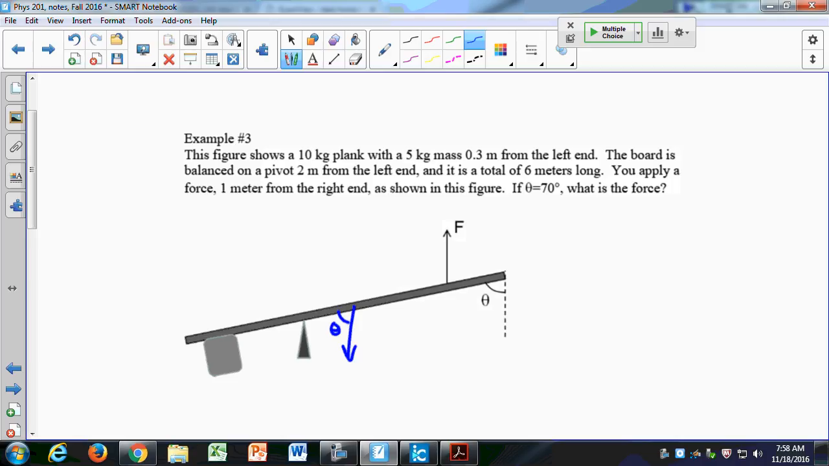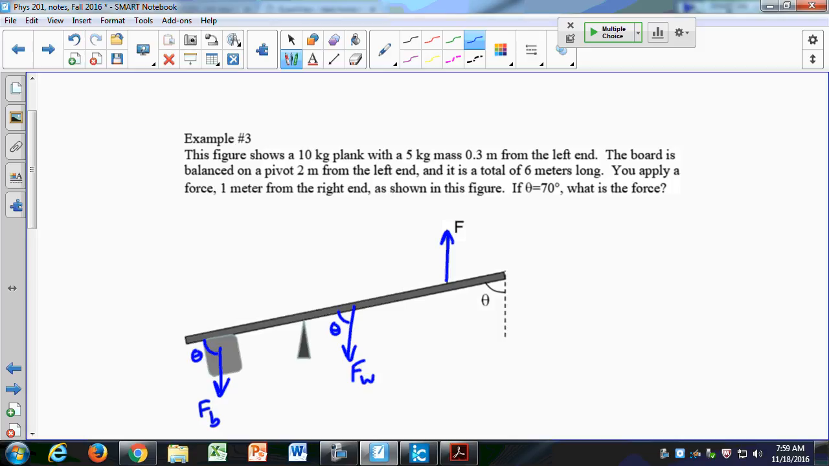The other weight as well. This is a 5 kilogram mass. I'm going to call this FB, and I'll call this FW, just so we can keep them separate. This also is going to have an angle that's equal to theta. I have this force, which is labeled already, F. That's the force that we want to know.